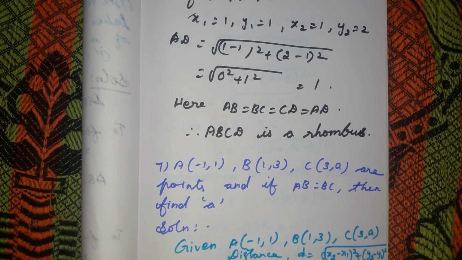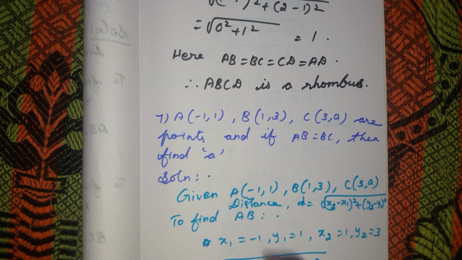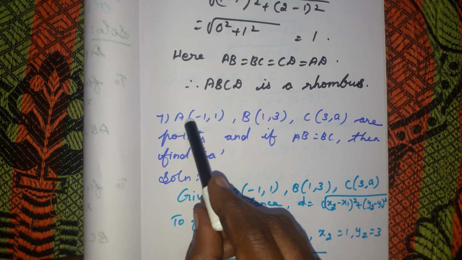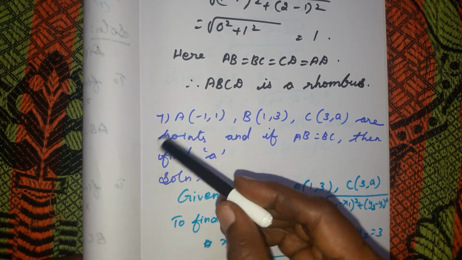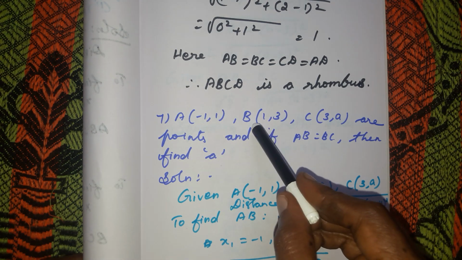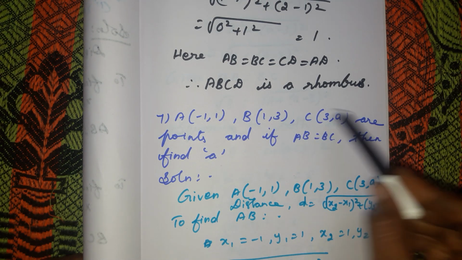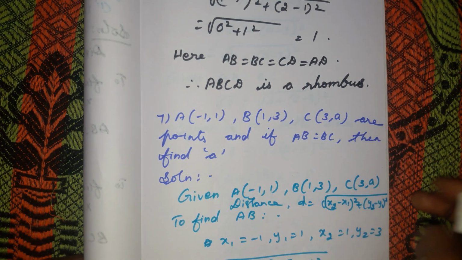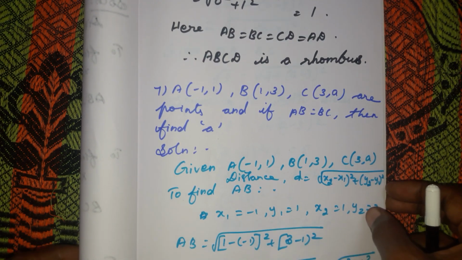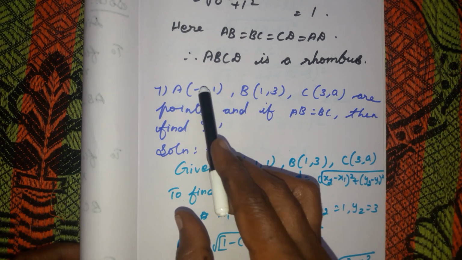Next, the seventh problem, I also gave as homework. Have you all completed? Okay, check the answer. The seventh homework problem: A (minus 1, 1), B (1, 3), C (3, a) are the points. If AB is equal to BC, then find a. We have to find the A point.